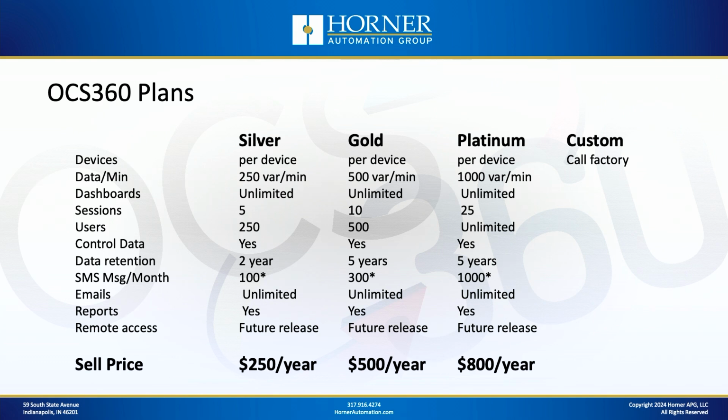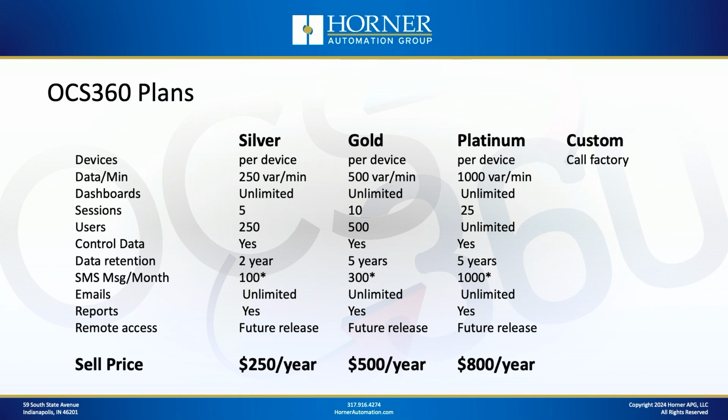All right, now let's talk about those OCS360 plans. Now, each of these is by the year, okay? You don't pay by the month, you pay by the year. And we have 3 different levels. We have silver, gold, and platinum. And it all comes down to, literally, the differentiators are primarily all about how much data per minute you are going to be pushing per controller to the OCS cloud, okay, to the OCS360.